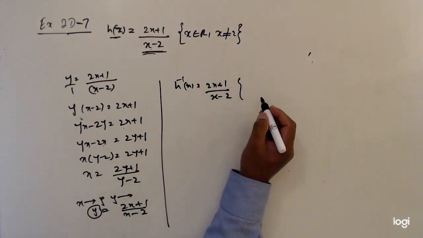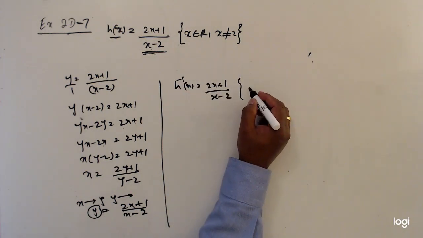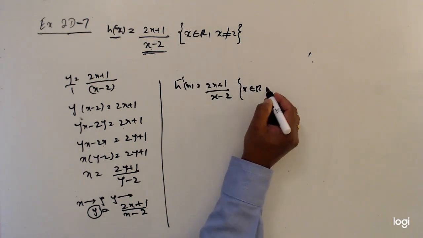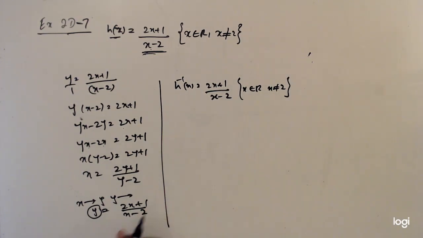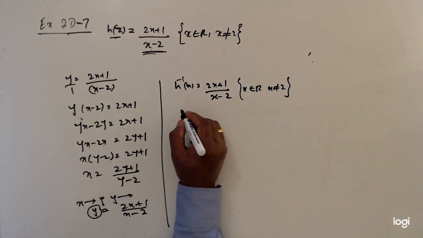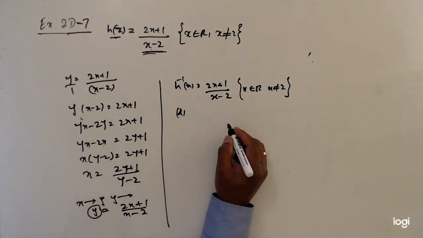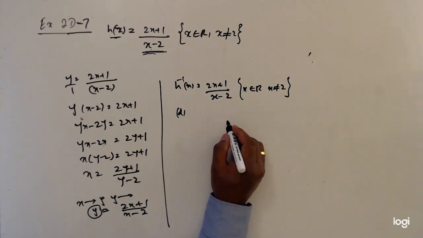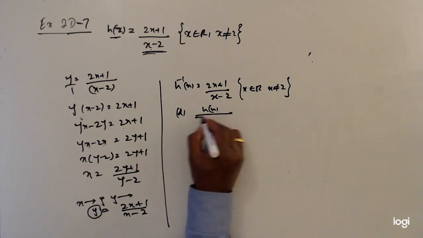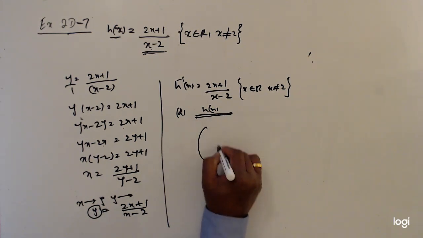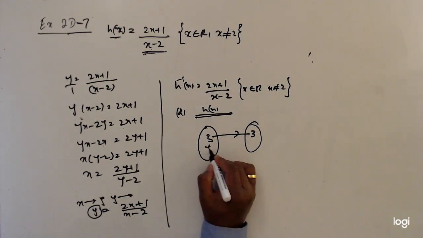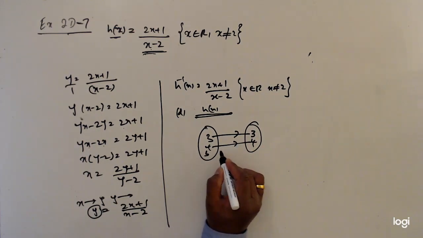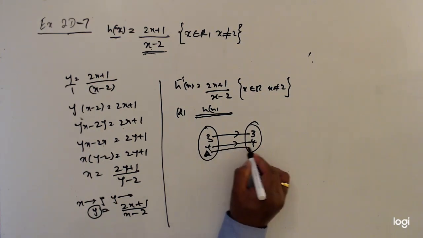And the domain is going to be x is an element of real numbers. In here also x cannot be 2. Part D, we need to find the elements of the domain that get mapped to themselves by the function, which is h x, not h inverse x. Get mapped to themselves means if you put 3, you will get 3. If you put 4, you will get 4. If you put a, you will get a.